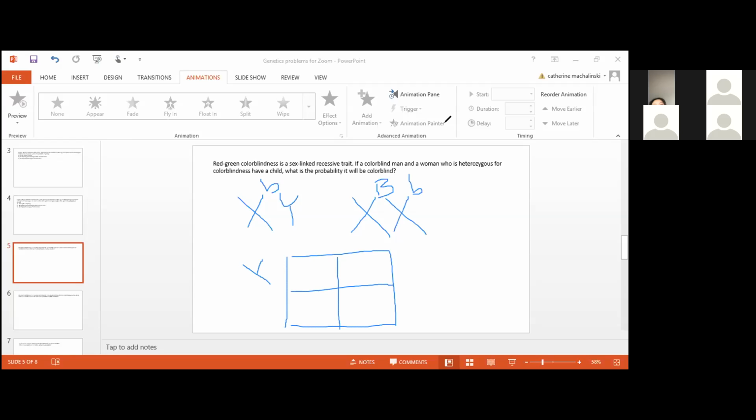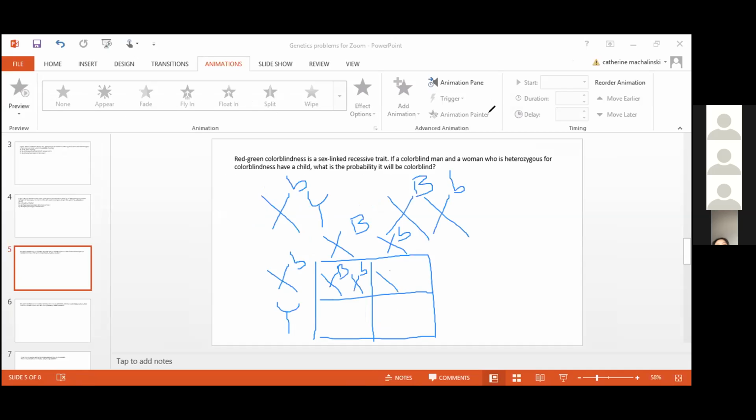So I'll put the male on the side, X little b and Y are his possible gametes. The female on the top, X big B, X little b are hers. So we have X big B, X little b, X little b, X little b, X big B and Y, and X little b and Y. So in this case, we see color blindness would have occurred in this daughter and in this son.